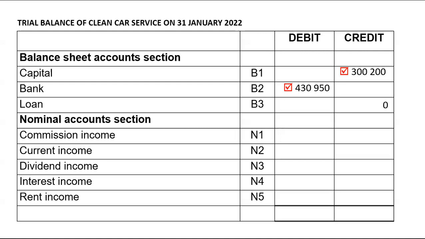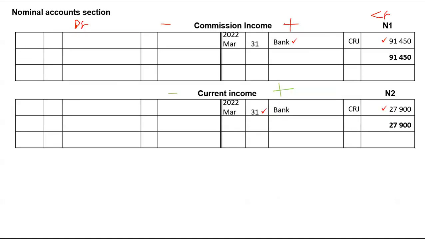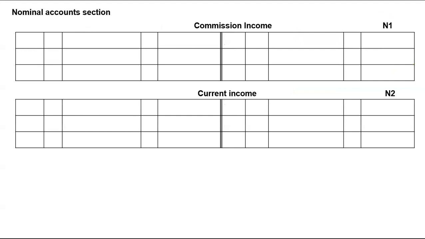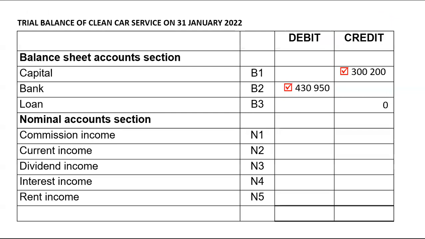I'll start with commission income. Now, with nominal accounts, because there's no balance brought down, you would just take the total. The total for commission income is on the credit side. So you just write it on the credit side in the trial balance, okay? And it'll be on the credit side, and that'll be 91,450. You will note that for current income, the total was also on the credit side.